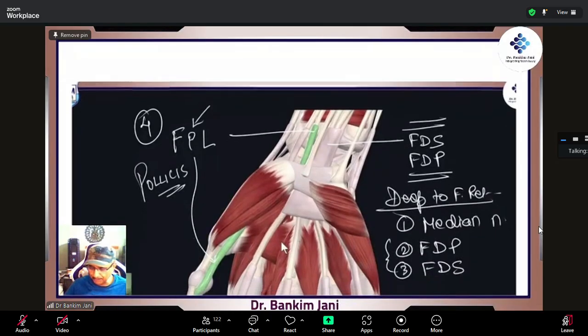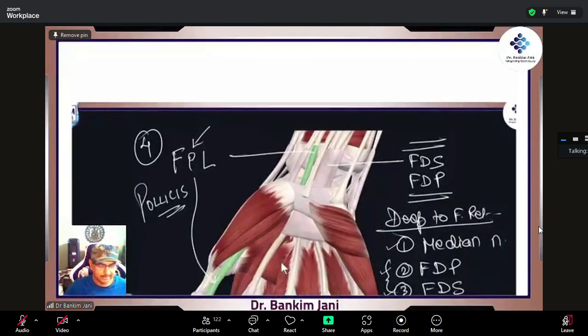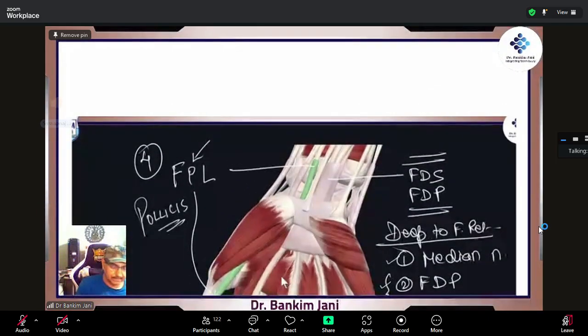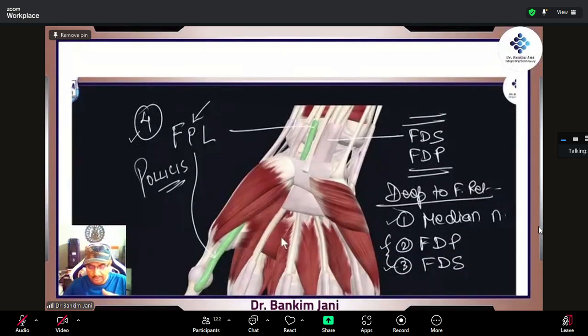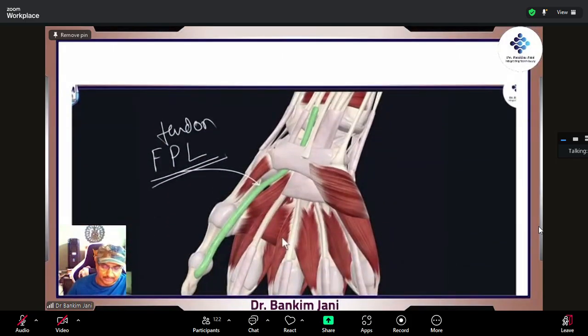So deep to flexor retinaculum, we have got the median nerve, the first thing to say. Then flexor digitorum profundus, flexor digitorum superficialis, with a separate sheath for flexor digiti minimi, and we have got the flexor pollicis longus, because why should it be left out? So remember, all of them are coming from above, and that's why they have to be prevented from bowing, so they are given the protection. Moving further. This is the flexor pollicis longus.